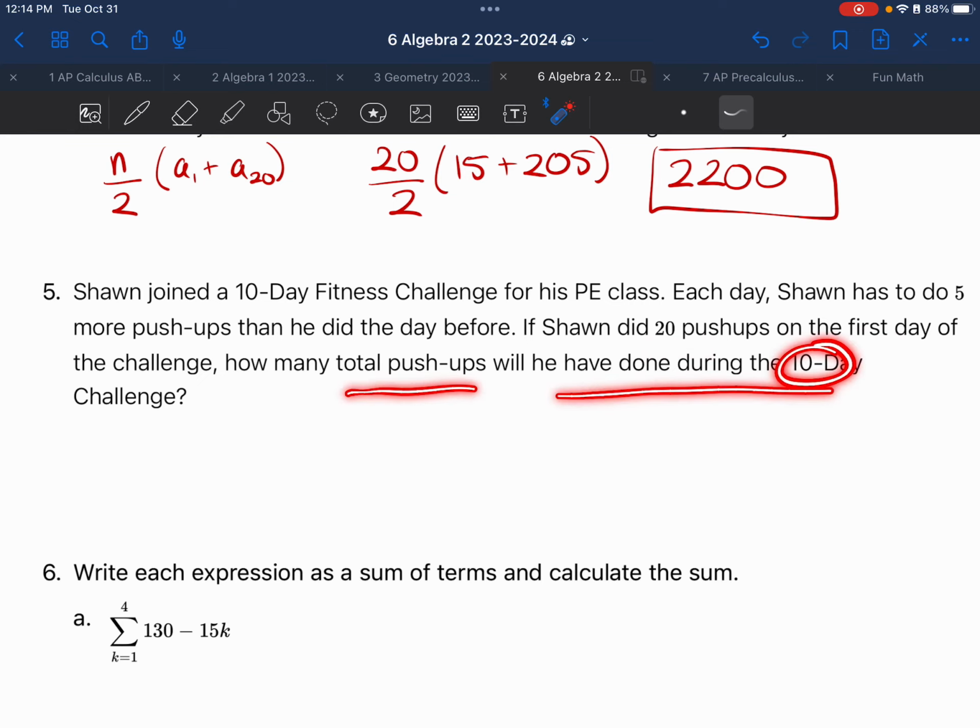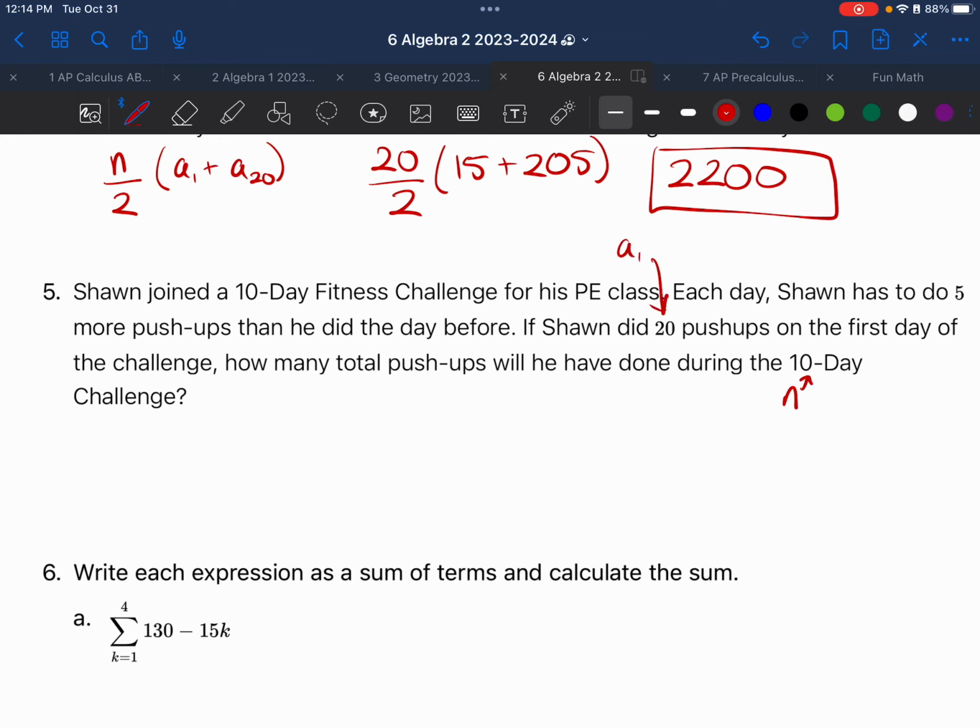Okay, so we know that the number of terms is n, and we know that 20 is a sub 1. We don't have a sub 10, otherwise we would be done. Because again, I'm plugging into the formula, n divided by 2 to figure out the number of pairs, times a sub 1 plus a sub 10. I meant to write a sub 10 there. The first term plus the last term for the rainbows, and then number of pairs. So we need to figure out a sub 10.